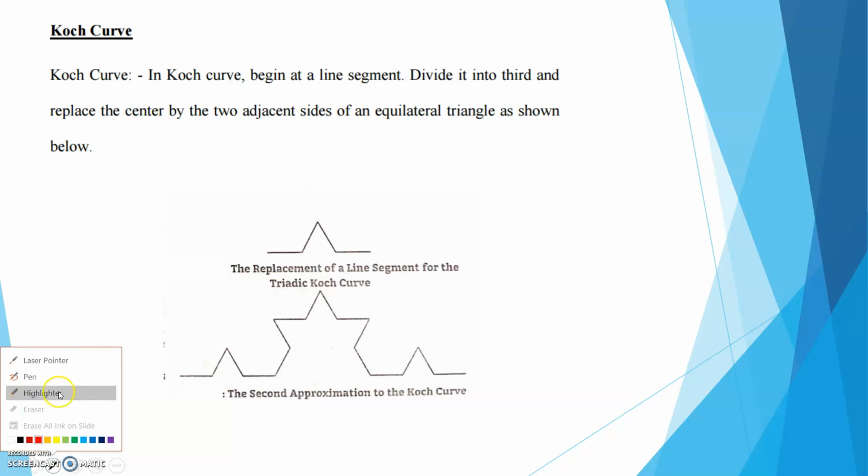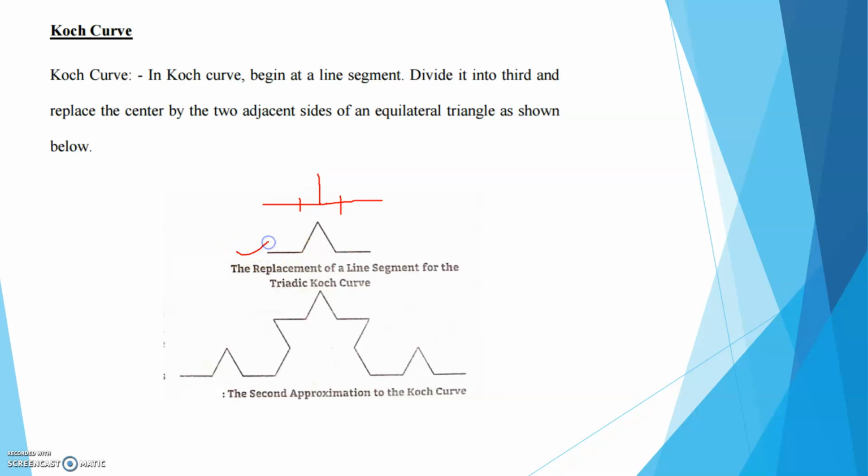You can see that this is our actual line segment. What you have to do? You have to divide it into 3 equal parts, and then you have to lift this center part upward. After lifting this particular part upward, you will get this diagram. This is called a replacement of the line segment for the Koch curve.